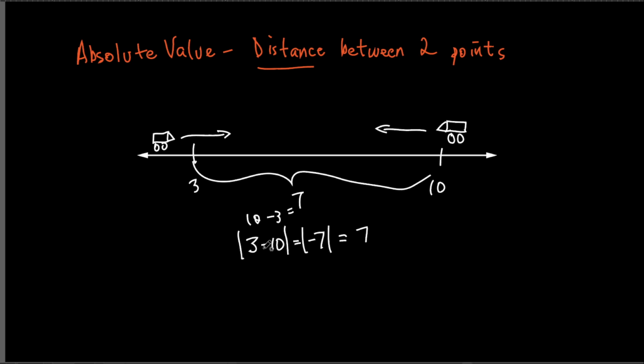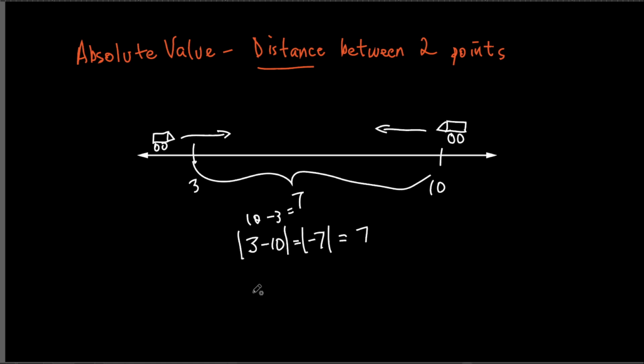That does not mean, and this is what a lot of people get confused about, some people will do this. Some people say, oh, absolute value means everything's positive, so I'm just going to turn that into a positive. 3 plus 10 is 13. No, that's not the distance between mile marker 10 and mile marker 3, right? So you can't do that. That is not correct.